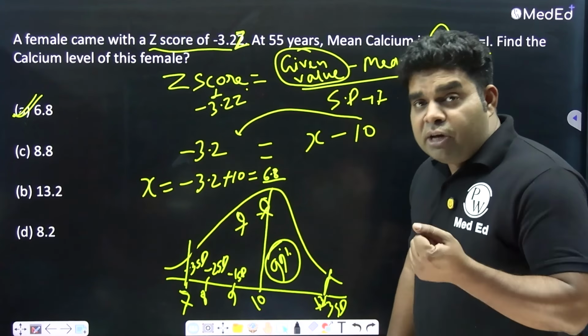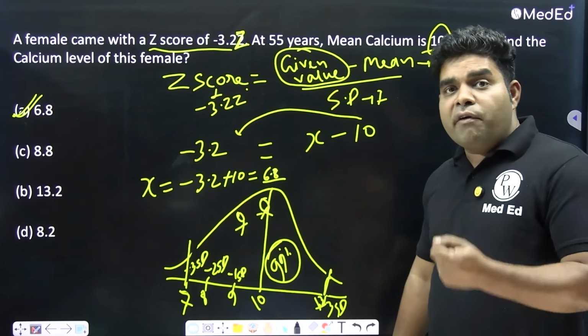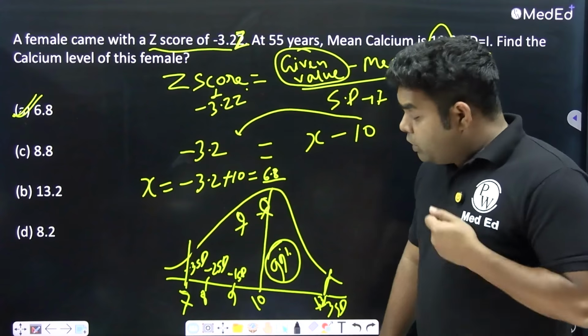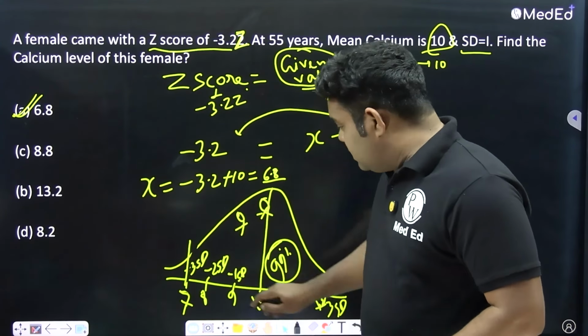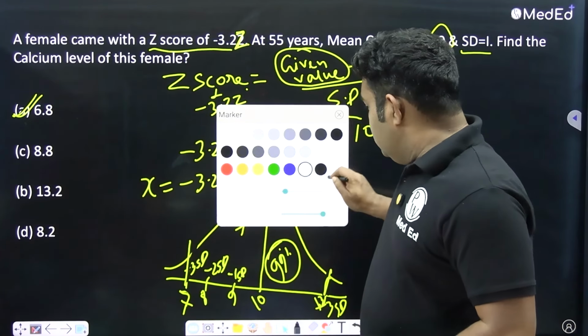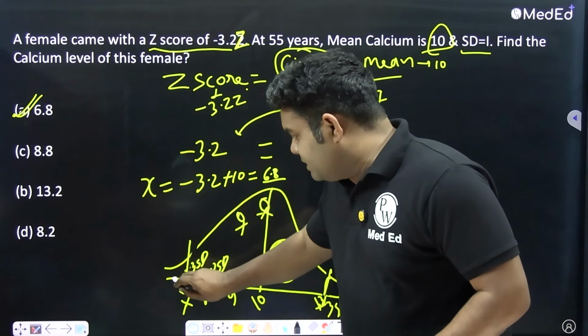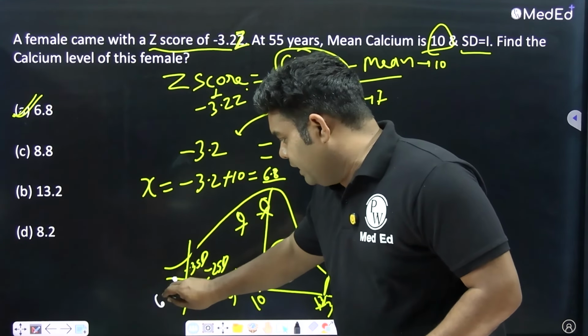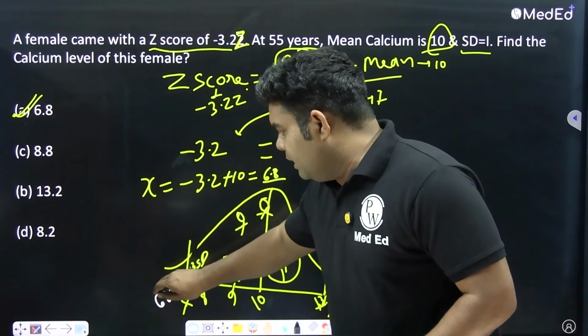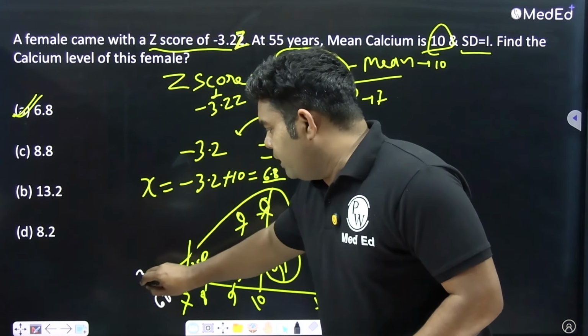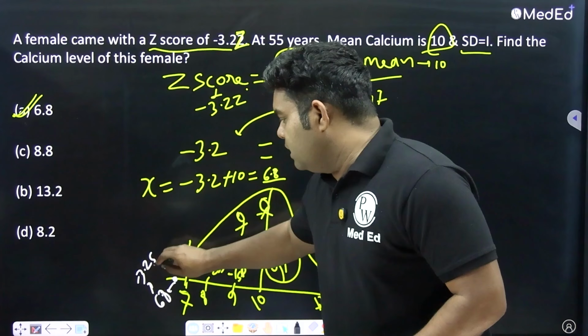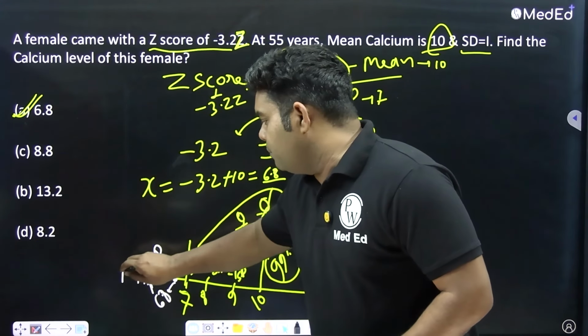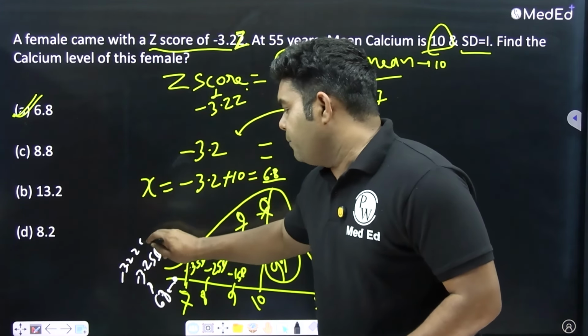But where is our patient? What is the calcium level of our patient? 6.8. So that means our patient will be somewhere here. See, outside 7, somewhere here is 6.8. This 6.8 is minus 3.2 standard deviations away, or minus 3.2 Z score away.